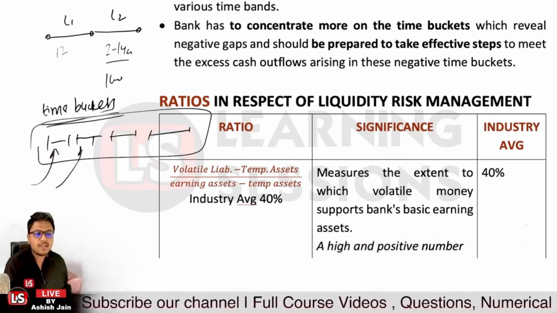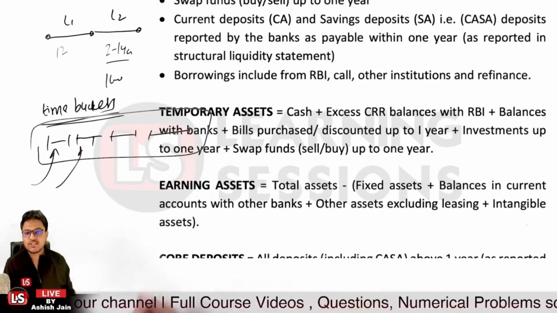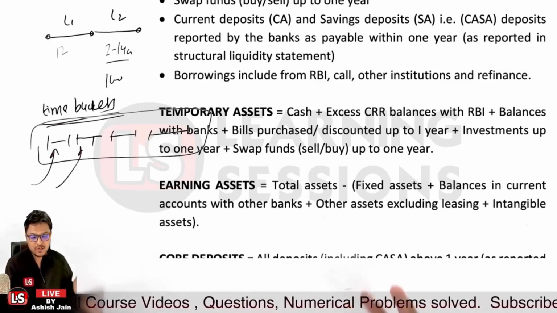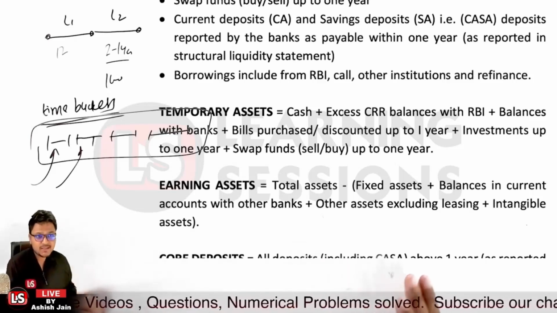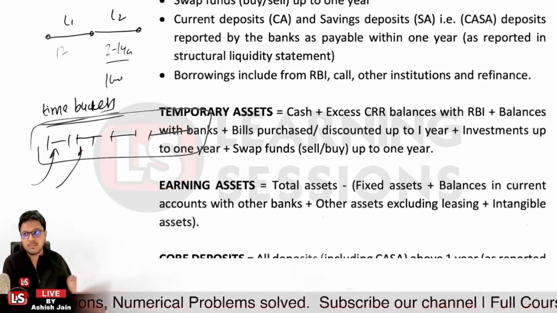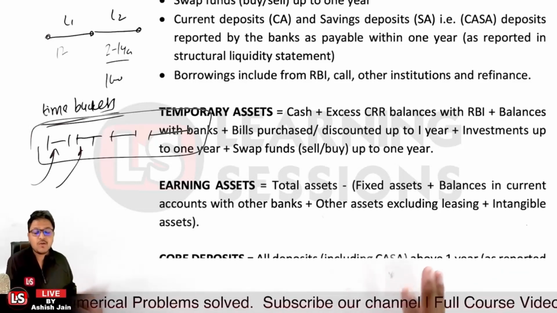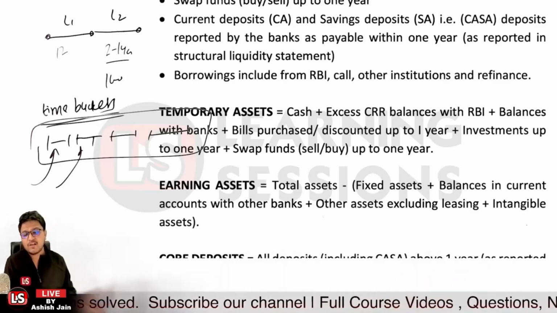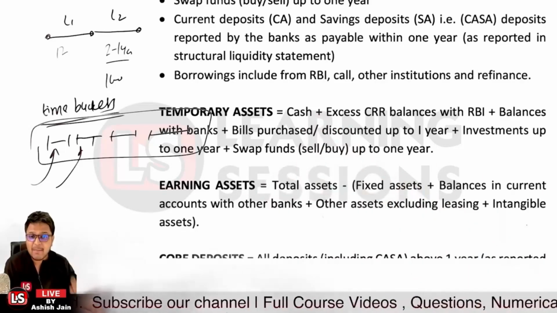Now, what do we mean by temporary assets? Temporary assets are those assets which are not going to stay with you for a longer period, not more than 1 year, like cash, excess CRR balances with the Reserve Bank of India, bank balances with other banks, bills discounted or purchased up to 1 year, investments made for 1 year, or swap funds up to 1 year. Those are all temporary assets.